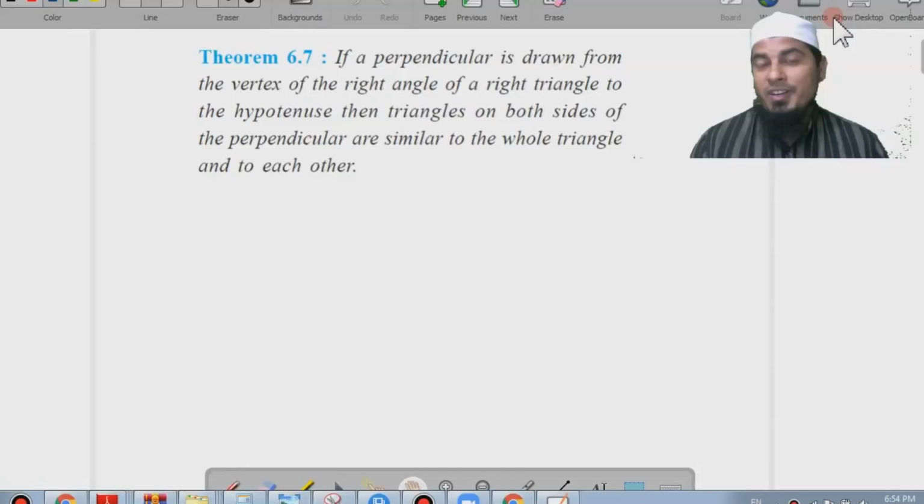There is another theorem on similar triangles. This theorem tells that if a perpendicular is drawn from the vertex of the right angle of a right angle triangle to the hypotenuse, then the triangles on both sides of the perpendicular are similar to the whole triangle and to each other. Let us understand this theorem with the help of a diagram.